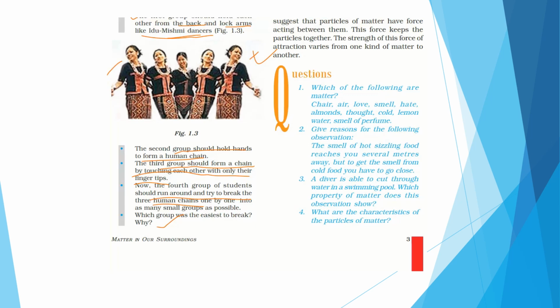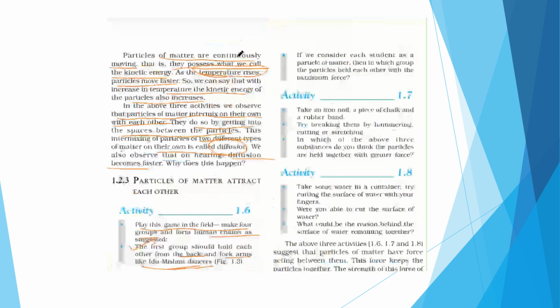You all know that the third group, which is touching each other with their fingertips, will be easier to break, and this group will be the toughest to break. So like this only, we can say that if we consider each student as a particle of matter, then in which group the particles held each other will have the maximum force? So you can say in the first group, they'll have the maximum force when the particles are holding each other tightly, and the third group, where the particles are holding each other loosely, they'll have the least force.